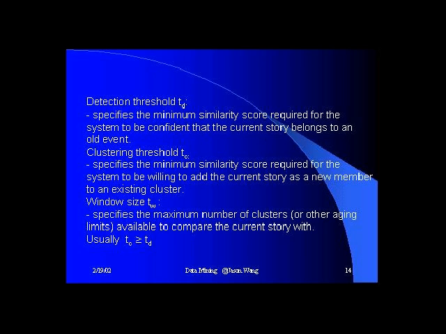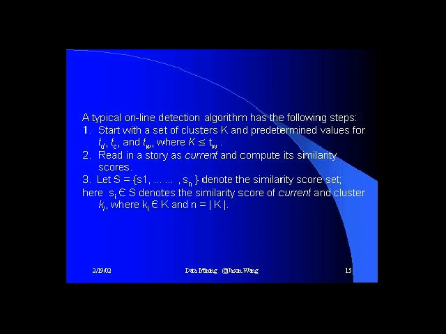Normally, the clustering threshold is greater than or equal to the detection threshold, but for our illustration purposes, let me assume that these two actually are the same. Okay? So let us see how the algorithm works. You start with a set of clusters K and the predetermined values for TD, TC, and TW. So you have a bunch of clusters. And suppose your window size is 5.